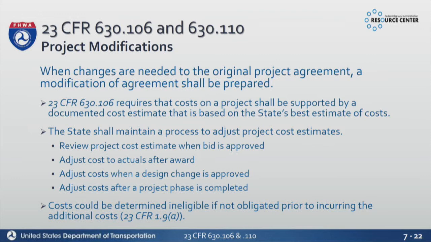So you have to maintain a process to adjust estimates when the bid's approved, and adjust them to actuals after the award or contract prices. If there's a design change or a project phase is complete and you're moving to the next phase, those are all times when you should be adjusting the project agreement. Costs could be determined ineligible if not obligated prior to incurring the additional costs. That's what that note said on the last page.